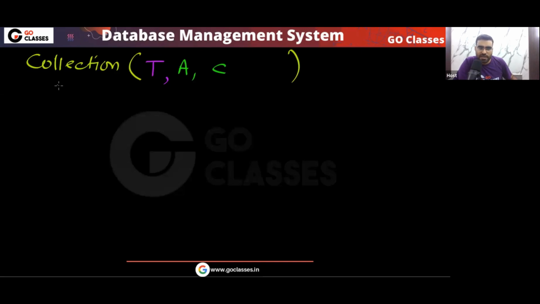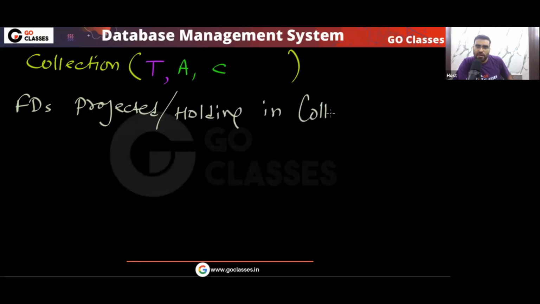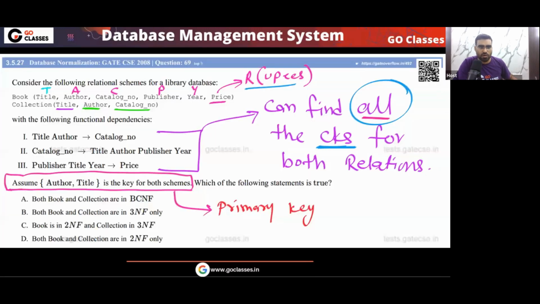Tell me what are the functional dependencies which are projected in the collection table. FDs projected or holding in the collection table. In this collection table, what are all the functional dependencies that will hold? So you can see TAC. Between TAC, find all the functional dependencies. So one is this, TA determining C.